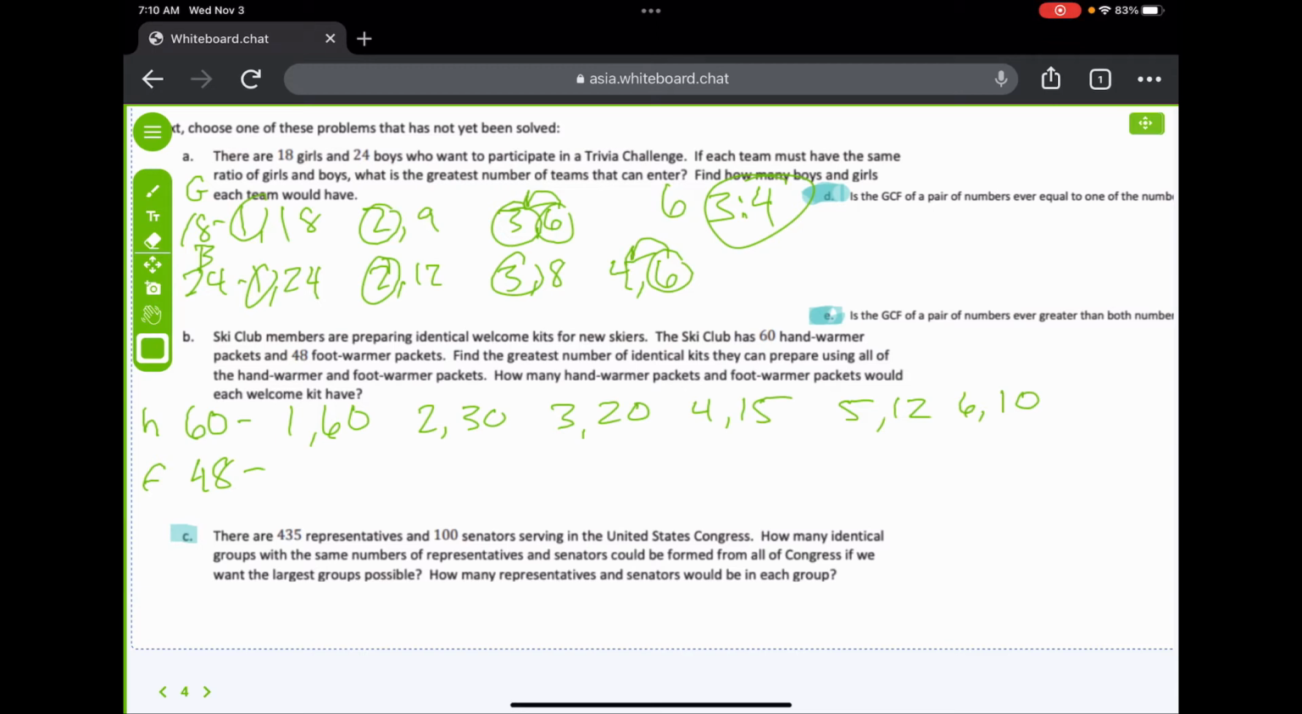So let's do 48. We have 1 and 48, 2 and 24, 3 and 16, 4 and 12, 5 doesn't work. Does 6 work? 6 and 8. Okay, and so now we're done, because 7 doesn't work. 7 times 7 is 49. So then we're back to 8. So now let's circle them.